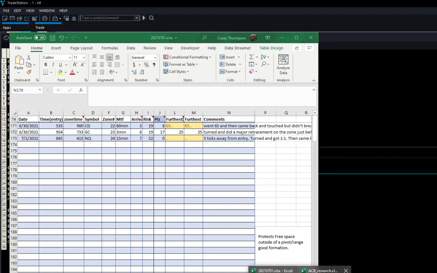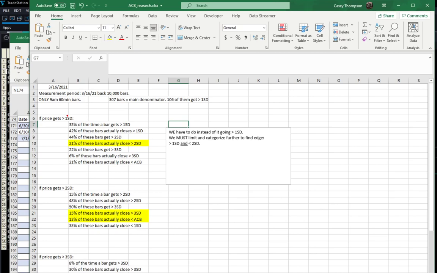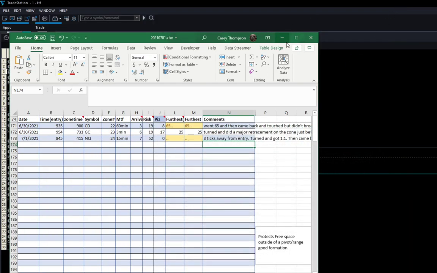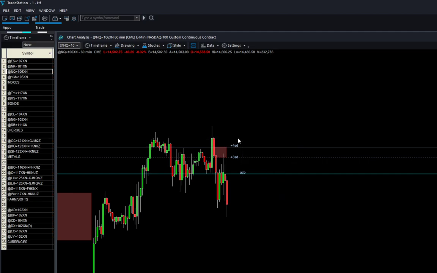And earlier, if it goes greater than 3 standard deviations, which it did, what are the odds that it'll close less than 3? 50-50. What are the odds that it'll go to 4? It's a 60% chance it won't go to 4. So there's a 60% chance it won't stop me out. I mean, great, that's a 60% chance. That's not something to put too much money on.